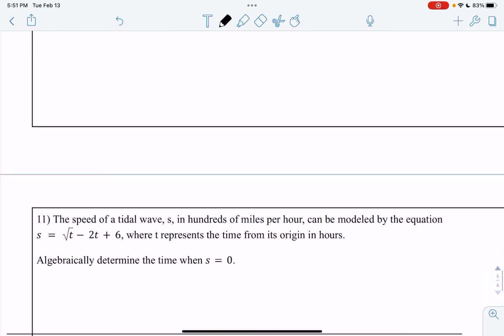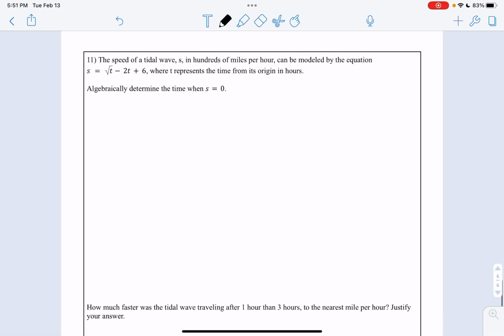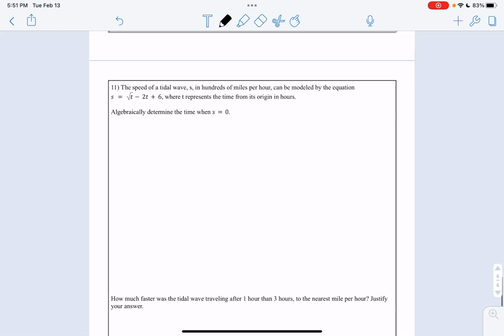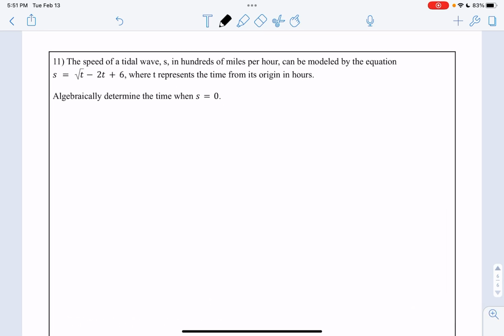Let's take a look at the second question. I'm going to show you the full thing. There are two parts to it. Let's do it one part at a time. The first part says the speed of a tidal wave S, in hundreds of miles, can be modeled by the equation S equals radical t minus 2t plus 6, where t represents the time from its origin in hours. Algebraically determine the time when S is equal to 0.